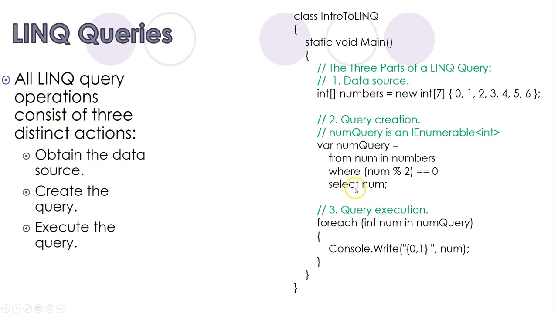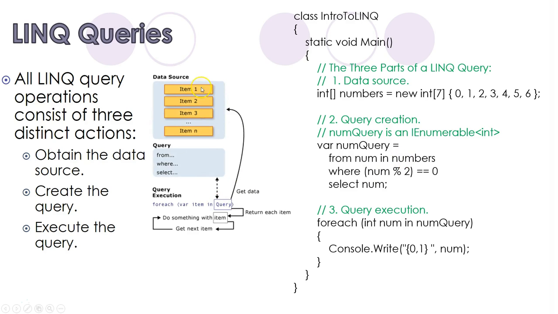The query is not executed here, but it executes here when you iterate over the values that you receive using foreach. So the output should be, you can think about it and then I'll come back to it. There is a data source, there is a query, and then query execution.